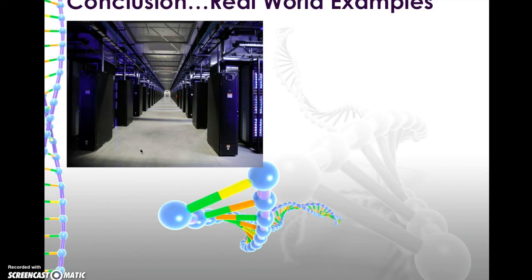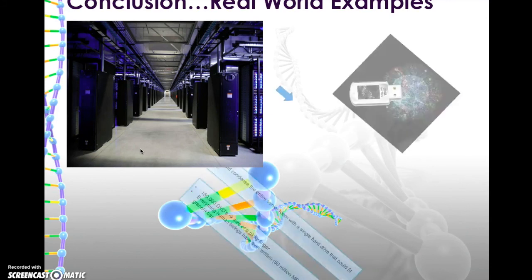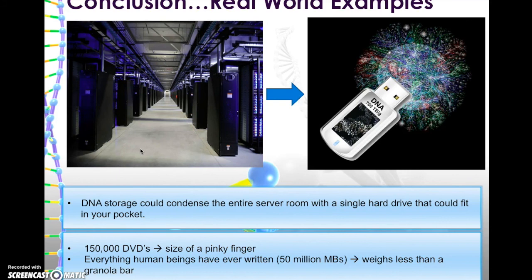Here are just some real-world examples of how we could use this. Here is the data center that we were talking about before, and DNA storage could condense this entire server room into a single hard drive that could fit in your pocket. So in the future, we might have issues trying to find our storage rooms. That'd be really cool.